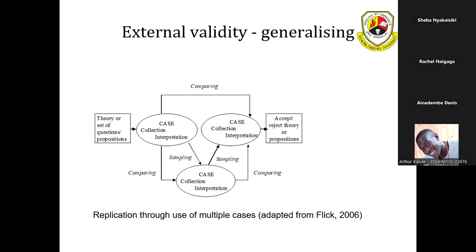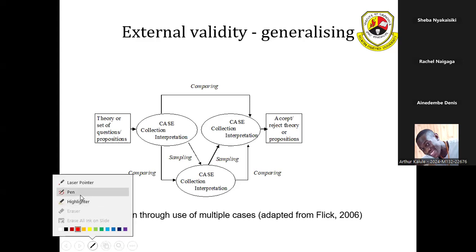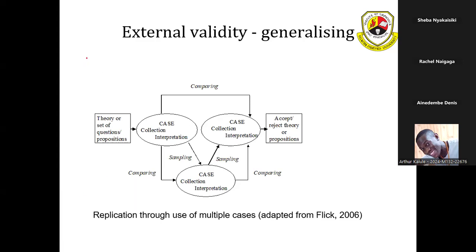External validity, that was internal validity that we were pointing out. How do we do external validity with qualitative research? Now, we normally do qualitative research within a case study. So let's say Winfred is doing her research with Uganda Police.